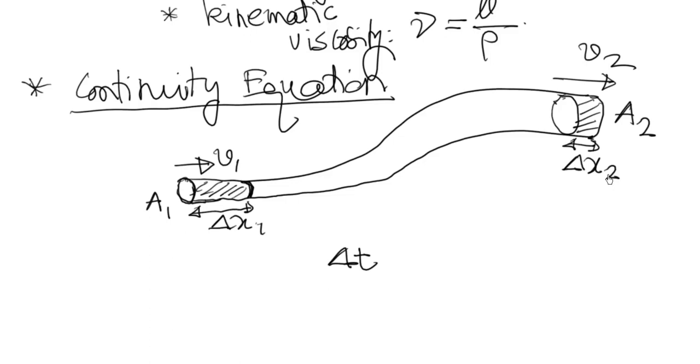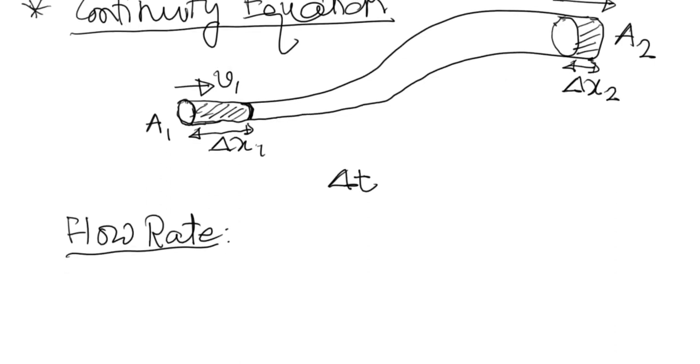Now the continuity equation represents that the product of the cross sectional area of the pipe and the fluid speed at any point along the pipe is always constant. This product is equal to the volume flow per second, or simply the flow rate. So the flow rate, if we denote it by capital R, is the area of cross section A times the speed of the fluid flow, and this is constant.